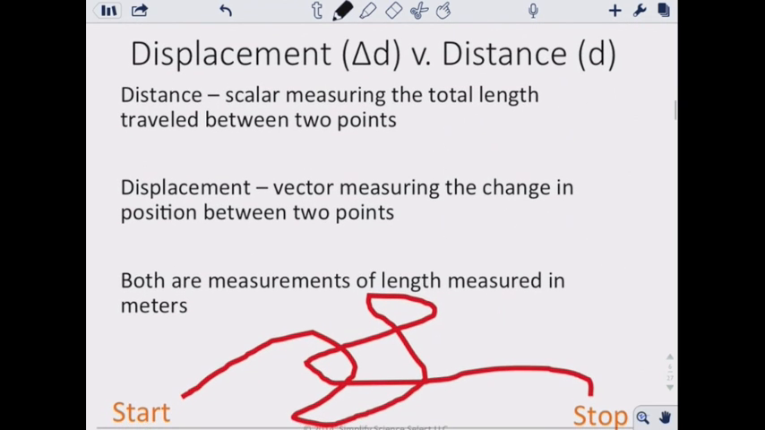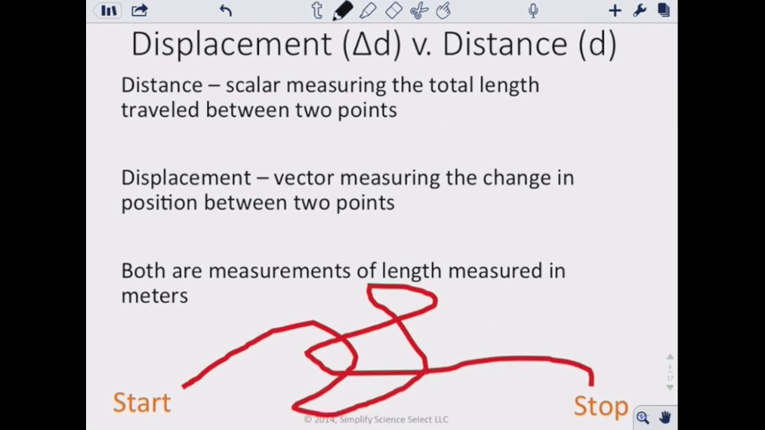Distance versus displacement. Distance is scalar, meaning the total length traveled between 2 points. Scalar means it just has a number with it. We can think of this as if we start right here in the line and we travel all along this line all the way to the stop. The distance would be the entire thing that we traveled.